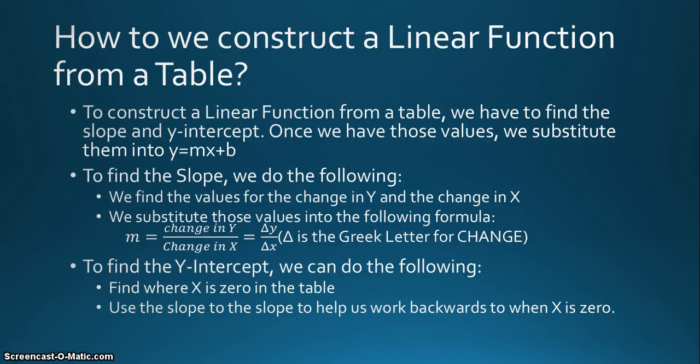We find the values for the change in y and the change in x, and we substitute those values into the formula m, or slope, is equal to the change in y over the change in x, which is equal to delta y over delta x, where delta, the little triangle, is the Greek letter for change.